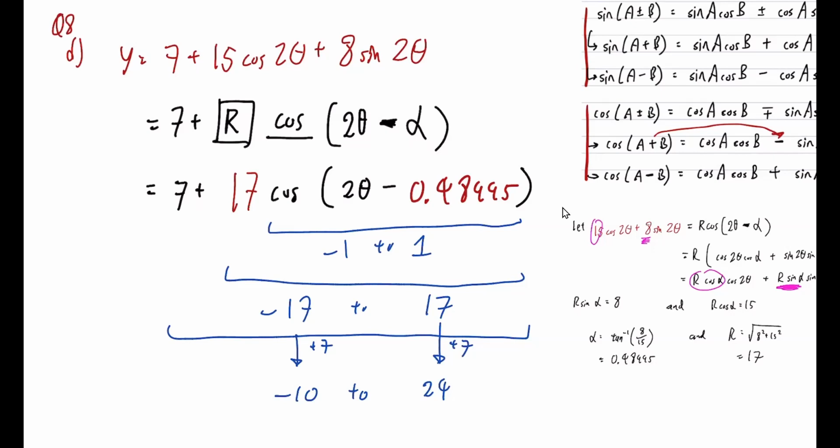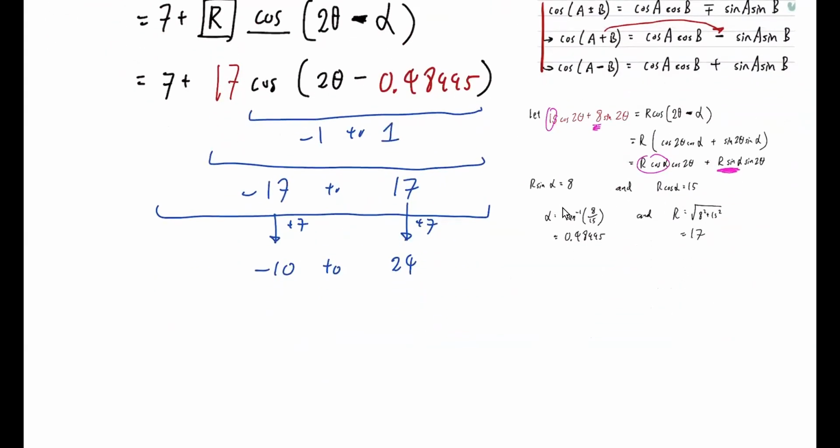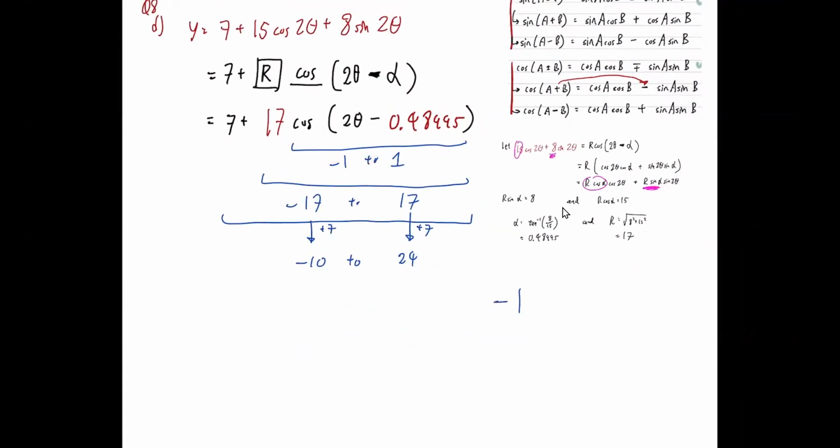Okay, the proper way to present it would be instead of saying -1 to 1, you should say -1 less than or equal to cosine 2 theta. Just to make my life easier, I'll let x equal 2 theta minus whatever. Then I don't have to write so much. So in general, for any angle x, -1 is less than or equal to cosine x, less than or equal to +1. And if you times 17 to it, then you go from -17 to 17. This is the proper way to write it in math notation.